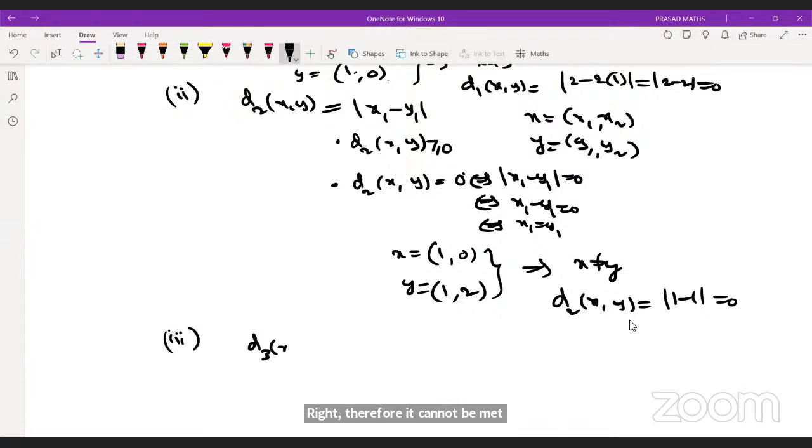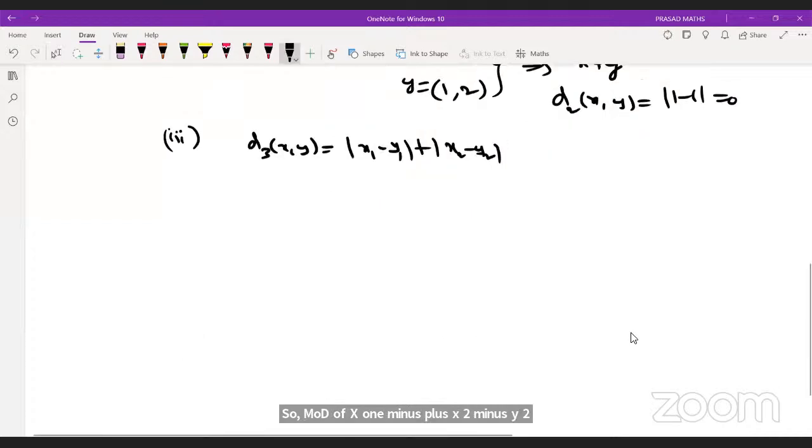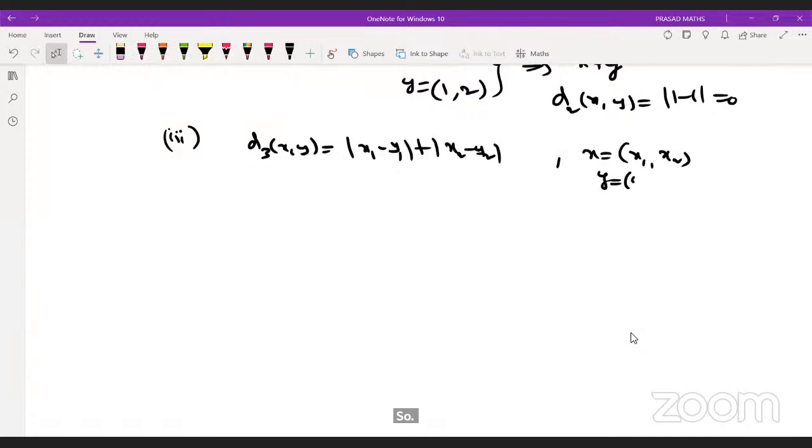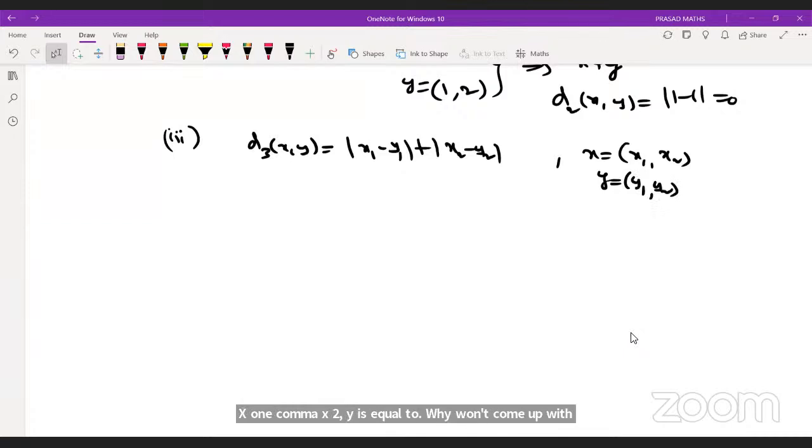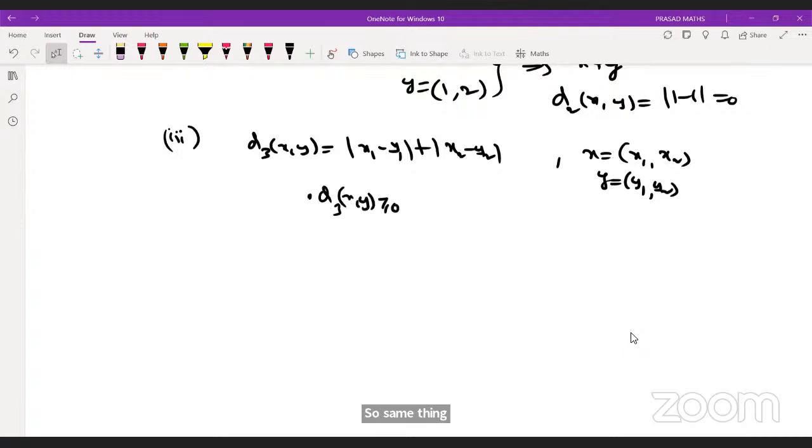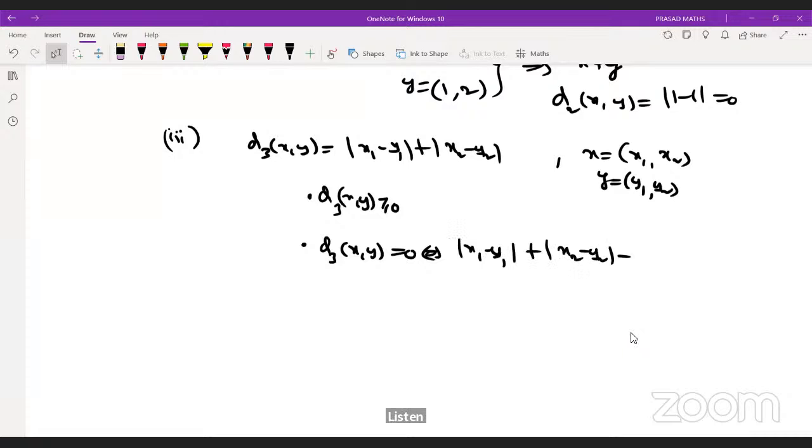Suppose d3 of x comma y is equal to mod of x1 minus y1 plus mod of x2 minus y2. Is it a metric? So x is x1 comma x2, y is equal to y1 comma y2. Right? So same thing, distance is always non-negative because mod is there. Distance is non-negative and distance is 0, second condition, if and only if this is x1 minus y1, x2 minus y2.